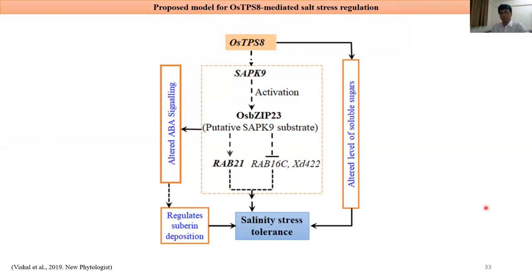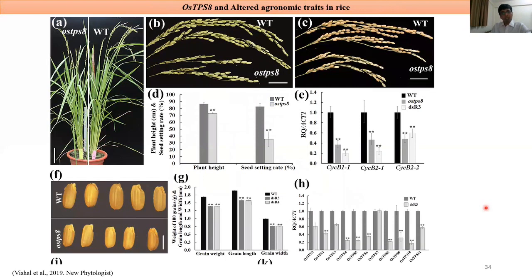As I said in the beginning of the talk, it also affects the agronomic traits. I will show you a few phenotypes that the mutant and the loss of function have. Here you could see the mutant has a reduction in the plant height, panicle length, and the yield. This is the quantification. You could see the seed setting rate is significantly low.